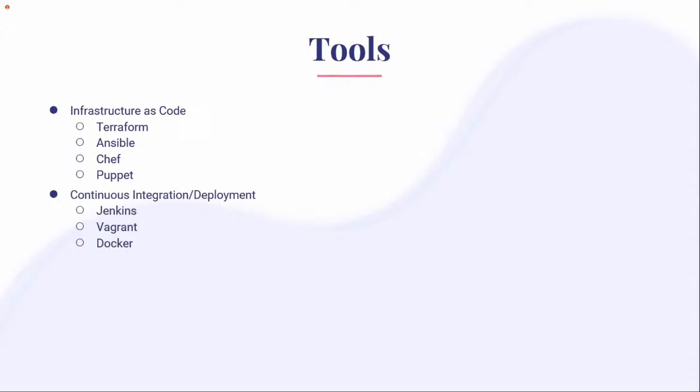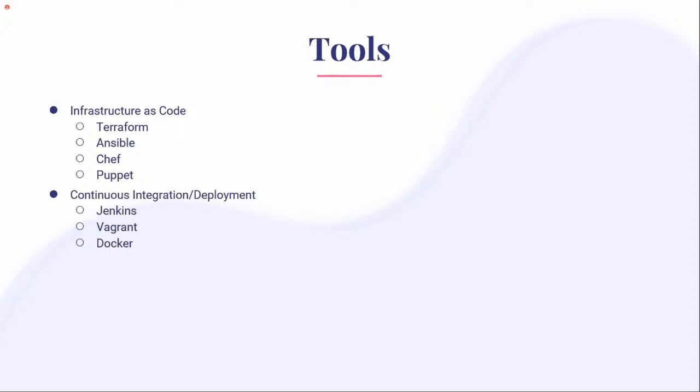Now let's look at the tools for continuous integration and deployment. Of course, Jenkins is quite popular in that segment. Vagrant is one of the tools that we will take a look at, to see how it can be used to rapidly deploy infrastructure. And Docker is, of course, the containerization platform.